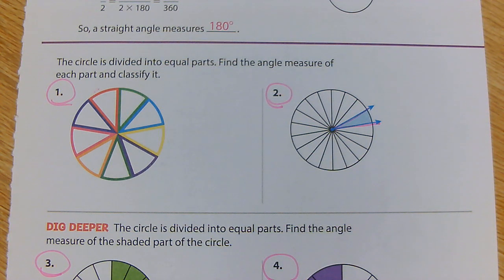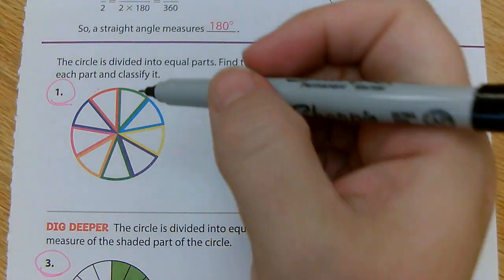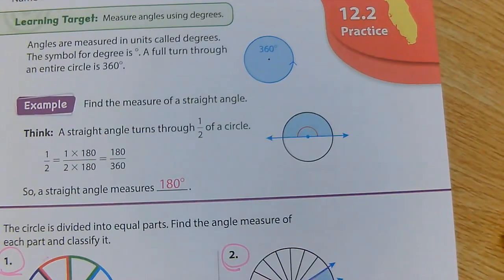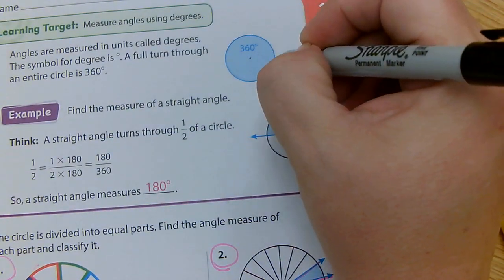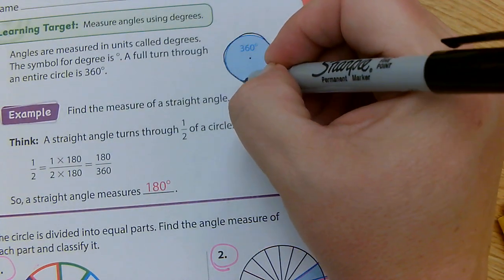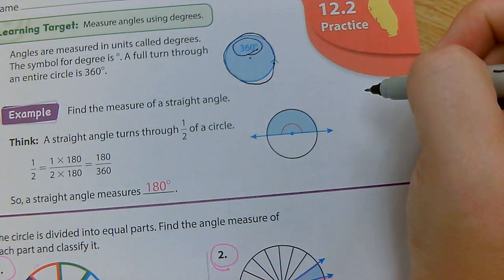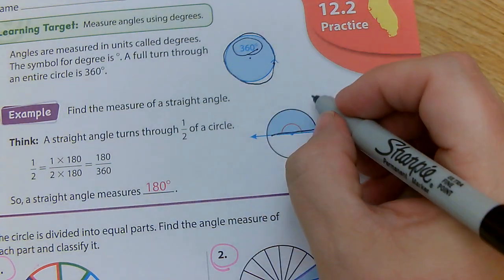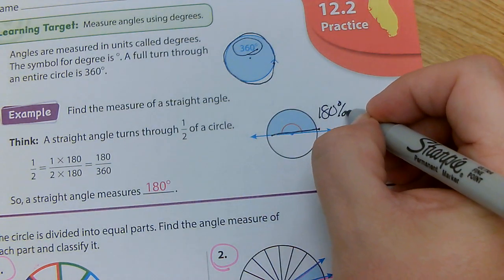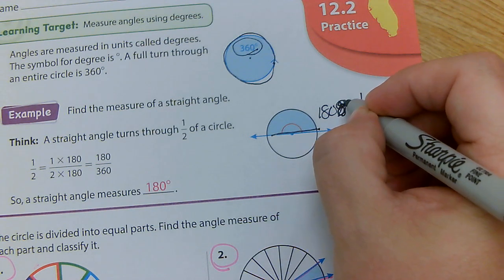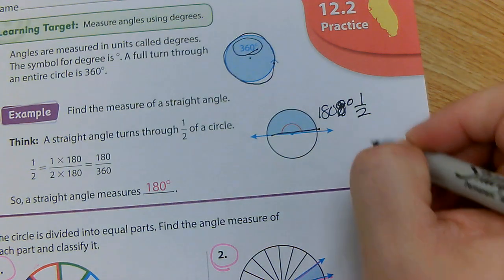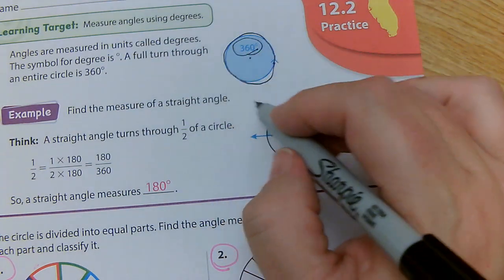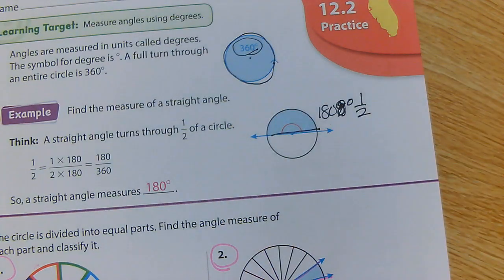So we're looking at measuring angles using degrees. If I look here, I know a complete circle is always 360 degrees. If I go around a whole circle, I'm going to go around 360 degrees, okay? I also know that if I'm doing half of a circle, that's going to give me 180 degrees, because that is 1/2. So 1/2 is 180. A whole will be 360 degrees, okay?